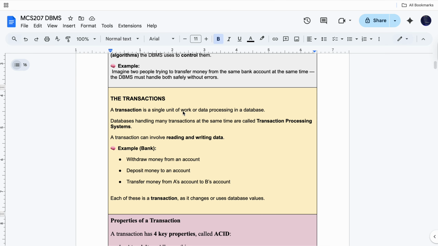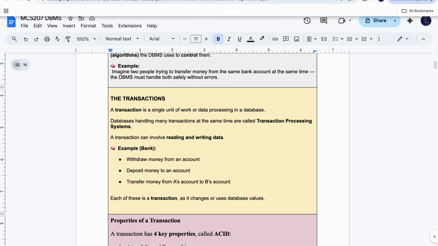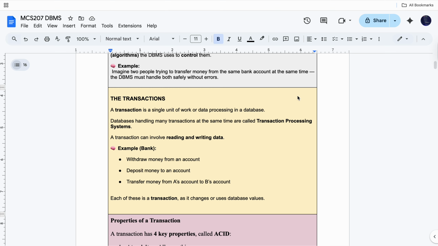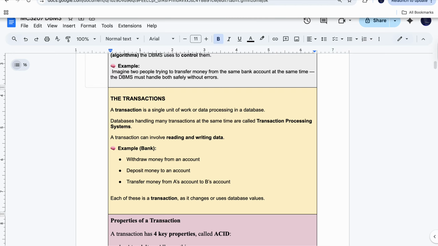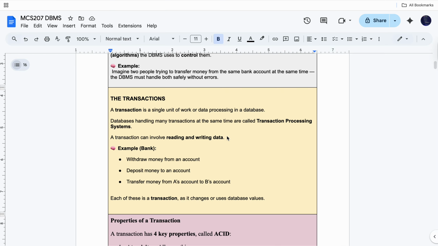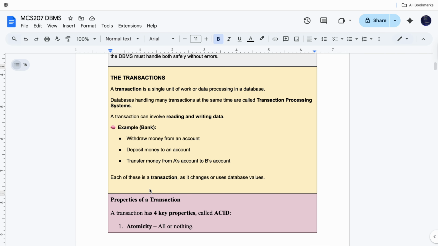A transaction is a single unit of work of data processing in the database. A database handling many transactions at the same time is called transaction processing. A transaction can involve reading and writing data. Examples: withdraw money from an account, deposit money to an account, transfer money from A's account to B's account. Each of these transactions changes the user data values.